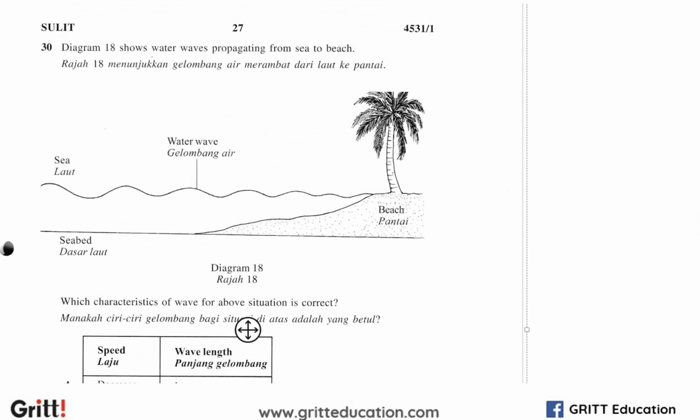Hello everyone, welcome back. Today we're going to look at question 30 of Paper 1 SPM Physics 2016. Let's take a look at the question together. Diagram 18 shows water waves propagating from sea to beach. Which characteristics of wave for above situation is correct?